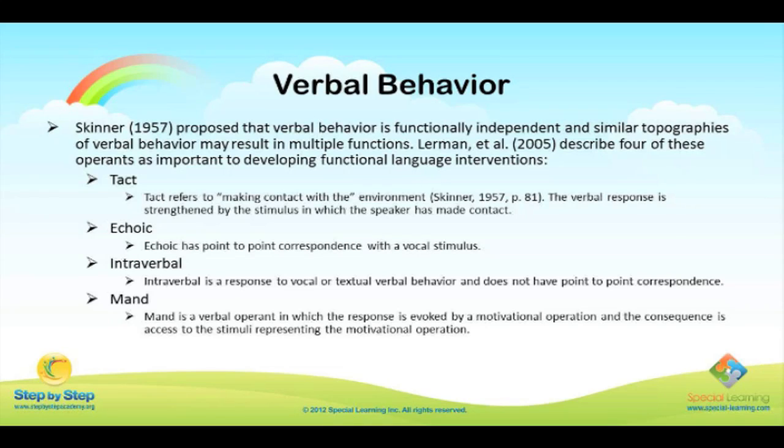Just a quick review of those operants. I found in a study from Lerman and colleagues in 2005, they described 4 of those operants as important to developing functional communication. The first is the tact. Tact refers to making contact with the environment. This can be similar to labeling, although it's a little more in depth than simply labeling, meaning that if you make contact with this table and I say table, I am now tacting that this is a table. I've made contact with the stimulus.